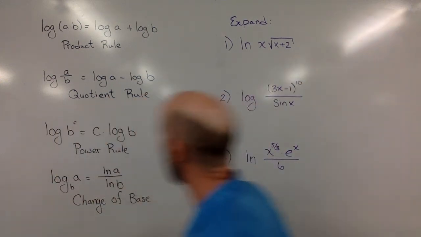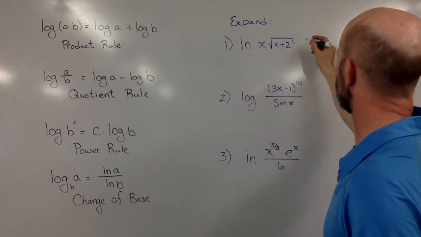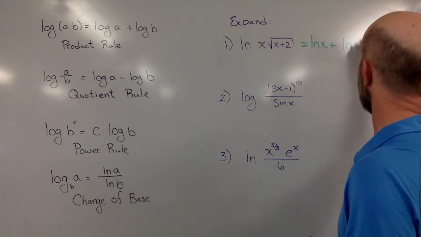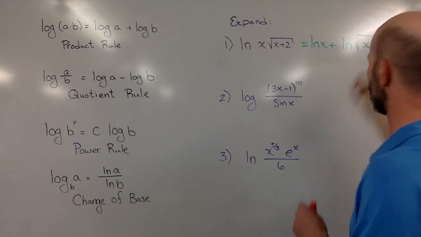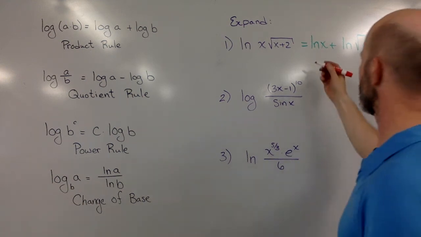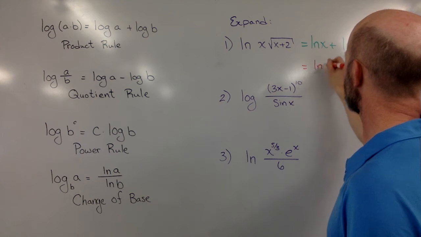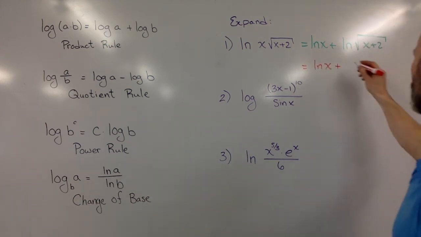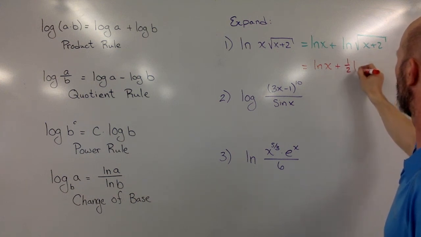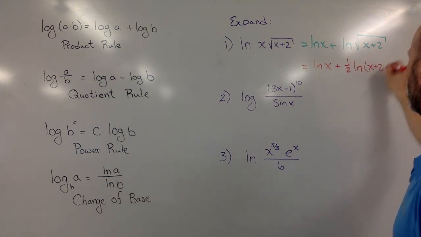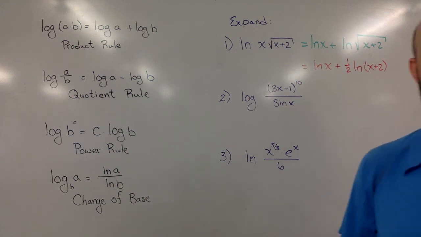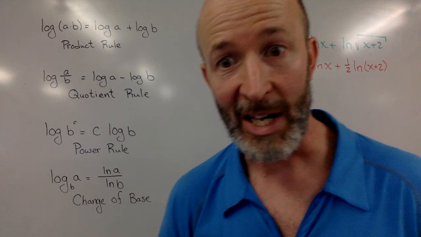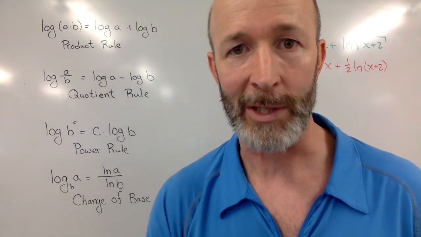For example, in this first one, I have two things that are multiplied. So I could write that as log of x plus log of the square root of x plus 2. But that's not the best that I can do. If I really want to make this as easy as possible, I'm going to recognize that this is to the 1/2 power. You may ask yourself, why? Why am I doing this? And the answer is, it's going to make your life much easier very soon when we're doing derivatives.